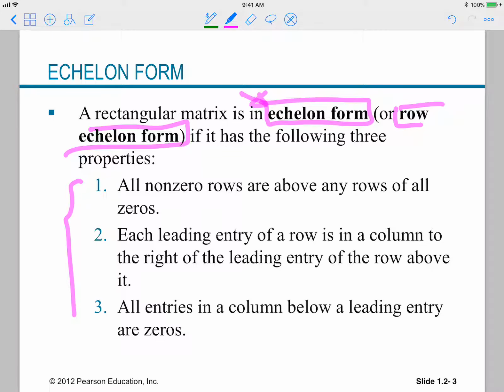Okay, and then these are closely related to how we solved the linear system. So let's look at these requirements to be able to call a particular matrix an echelon form matrix. The first requirement is that all non-zero rows, and so we consider non-zero rows or zero rows, given our matrix.